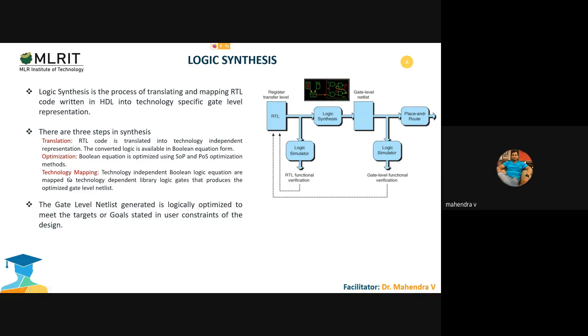After that, mapping will happen. During the mapping, the technology libraries are mapped with the codes to generate the gate level netlist. The technology independent Boolean logic equation, which is the output of the optimization method, is mapped to the technology dependent library. Before this, the Boolean equation is technology independent. Now that will be mapped with the technology dependent library logic gates and produces the optimized gate level netlist. That is the gate level netlist we could see here.